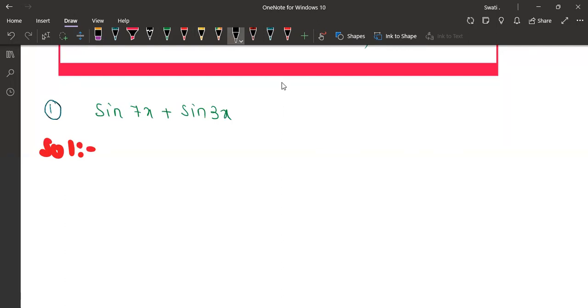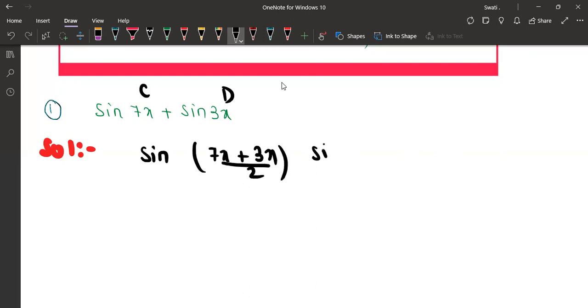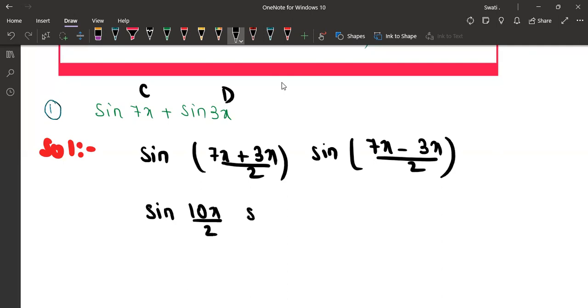So directly using the formula, this is our c and this is our d. So using the formula sine (c plus d)/2, that means (7x plus 3x)/2 into sine (c minus d)/2, that is (7x minus 3x)/2. If you simplify this, 7x plus 3x is 10x by 2, and then 7x minus 3x is 4x by 2, right? So clearly 10 by 2 is 5, so it is sine 5x.